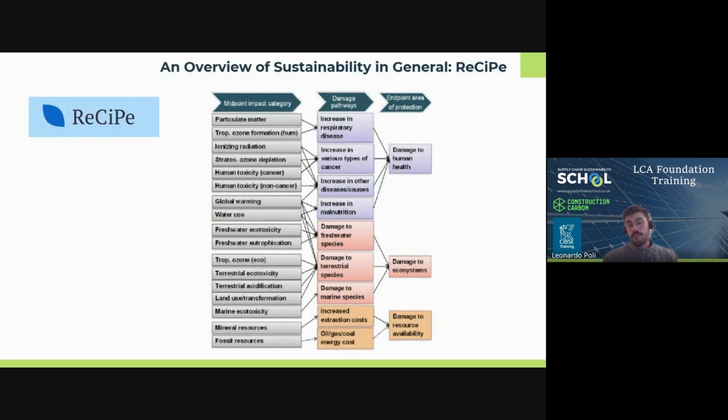Another framework that can be used to quantify the impact of construction on the environment is called ReCiPe. ReCiPe is an impact assessment method that can be used to perform a full LCA. It covers the full range of implications that a construction project has on human health, animal health, and natural landscapes, so not just limited to climate change.